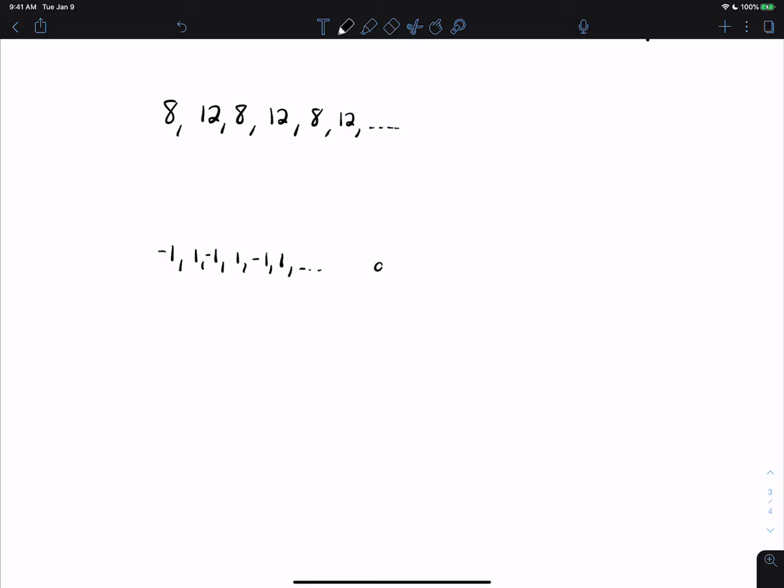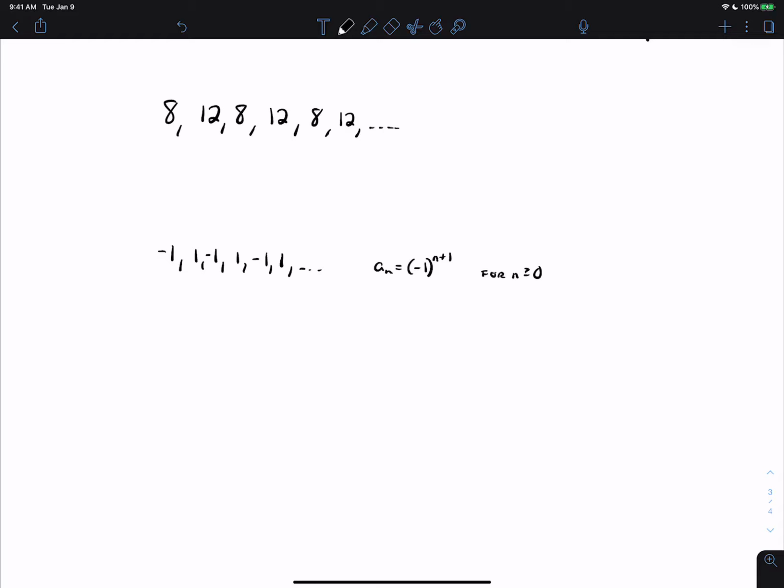This sequence can be represented as a_n = (-1)^n for n greater than or equal to 0. And you can check that. If I plug in 0, I get -1. If I plug in 1, I get 1. If I plug in 2, I get -1, and so on. We want to turn this into 8, 12, 8, 12.